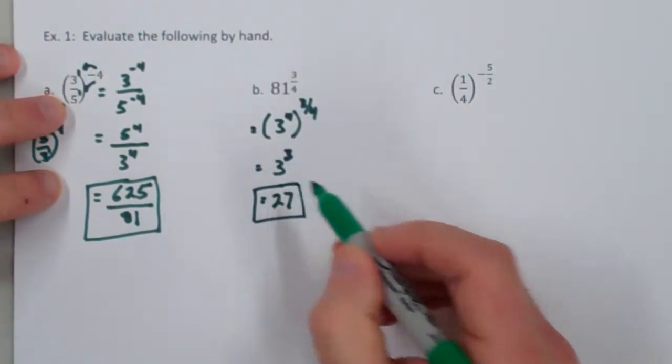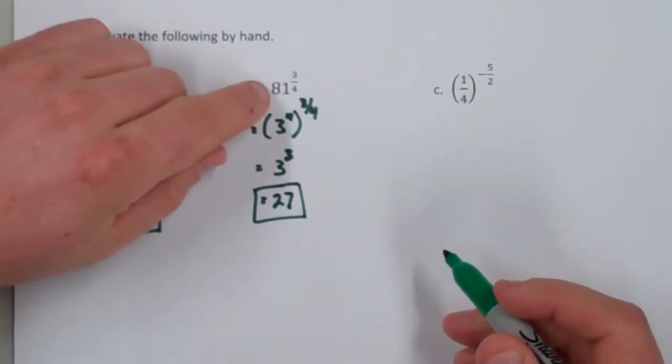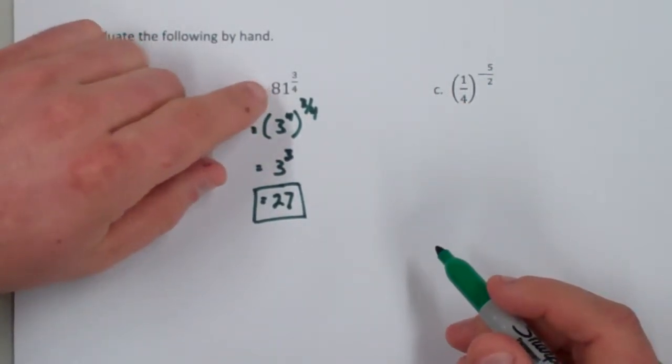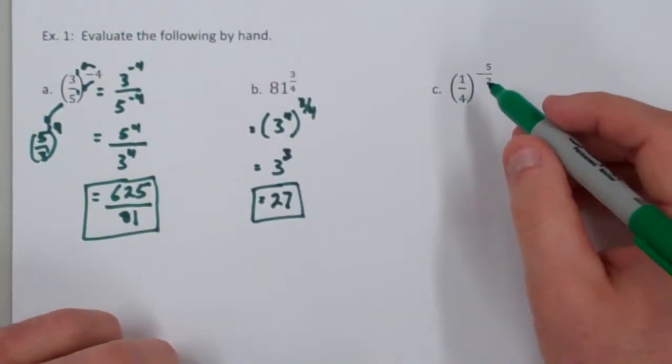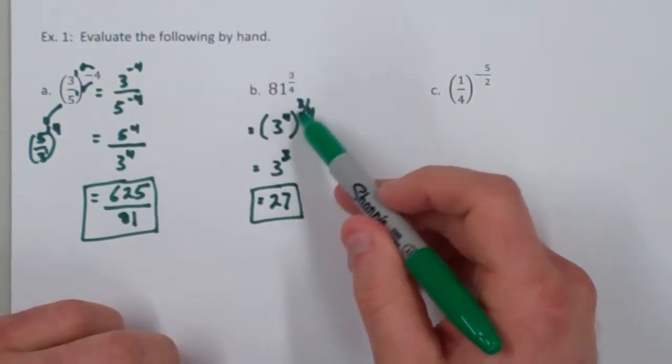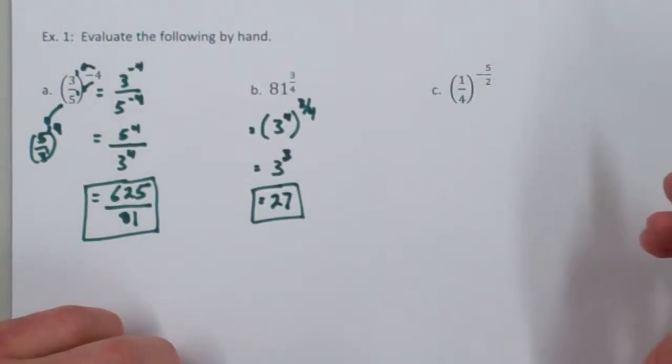Some of them work out really, really nice, like this one, where if you take that 81 or whatever number appears here and rewrite it, oftentimes with the lowest base possible, that can really help you simplify these, and sometimes it kind of works out nice like this.